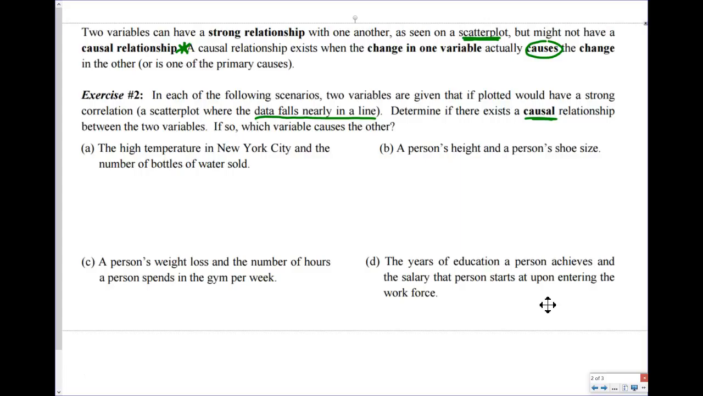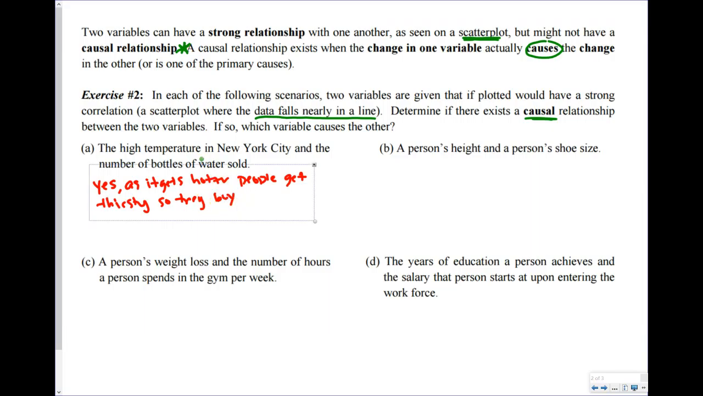So you're going to ask yourself, well, is one of these things causing the other? If the temperatures in New York City get higher, are the number of water bottles sold going to get higher? Most likely yes, actually, because when it gets hot outside, what do people get? They get thirsty, right? So as it gets hotter, people want to drink more. People get thirsty, so they buy more water. The heat causes people to buy water. That is a causal relationship, right? One variable is causing the other to happen, okay?